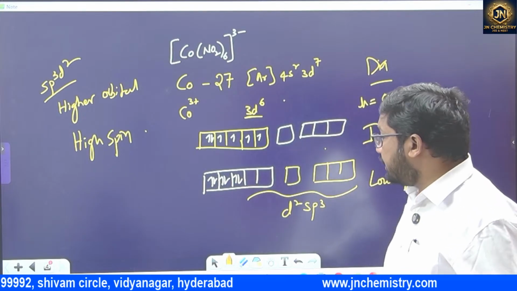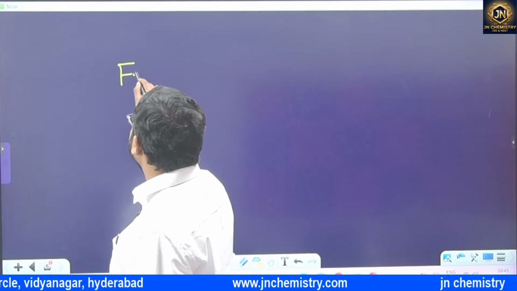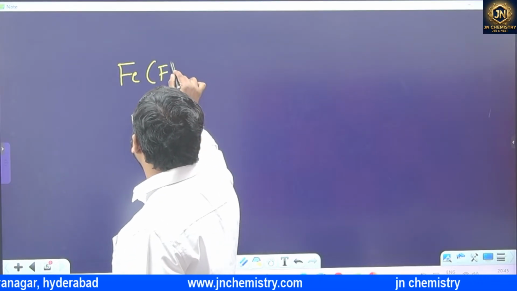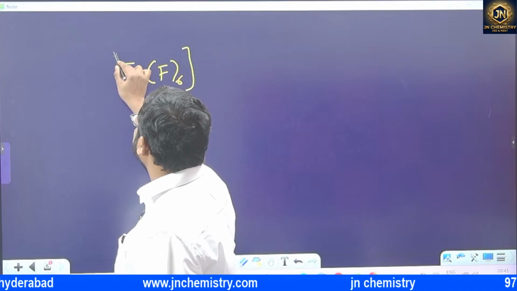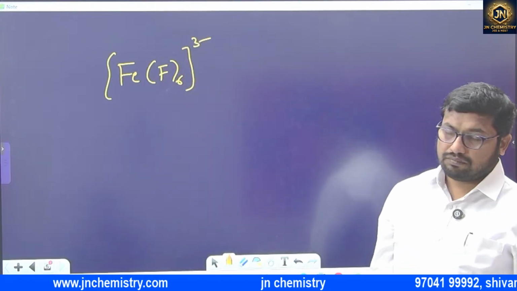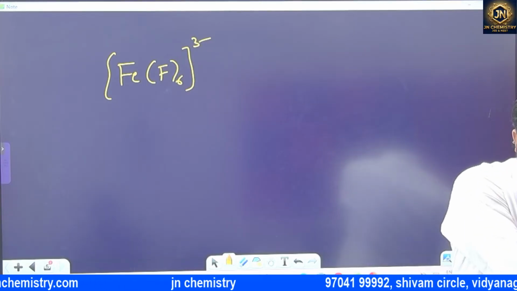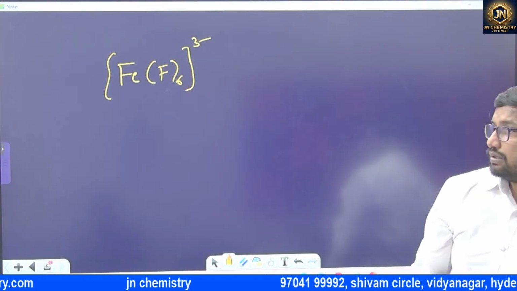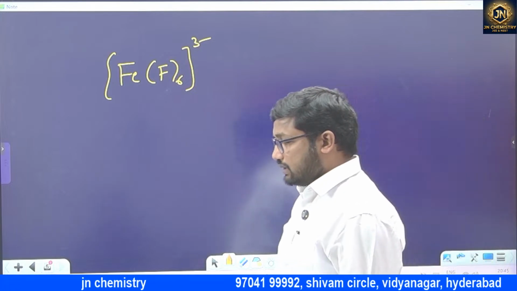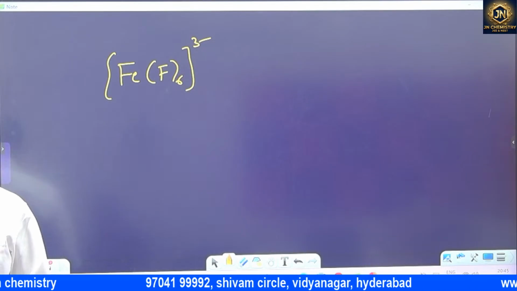FeF6 3 minus, do it. FeF6 3 minus. And do it fast. Because coordination compounds, don't take the chance, because in inorganic chemistry, whatever the question is coming, this is an important area, Nana.